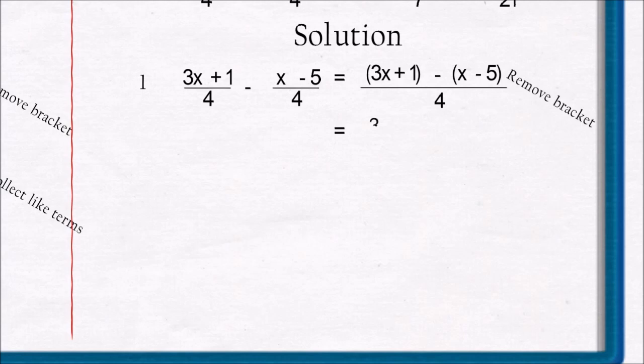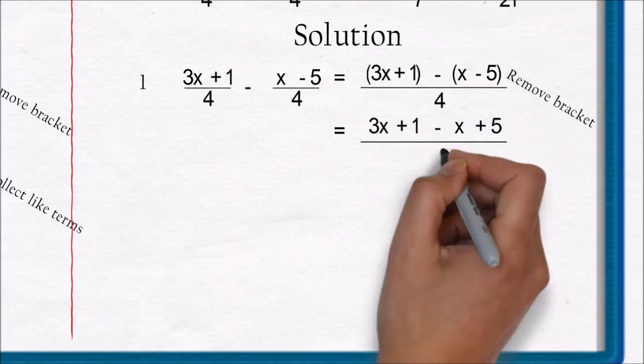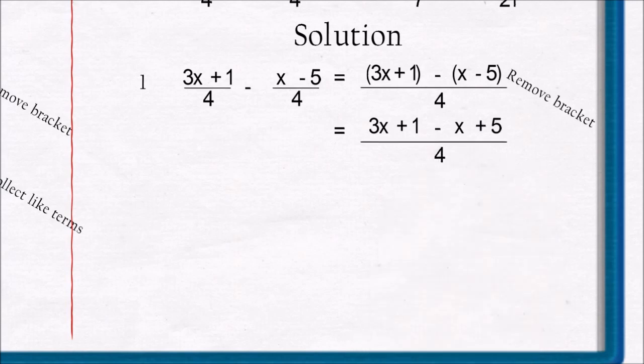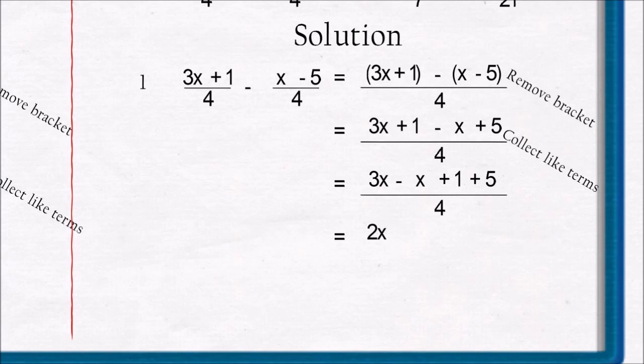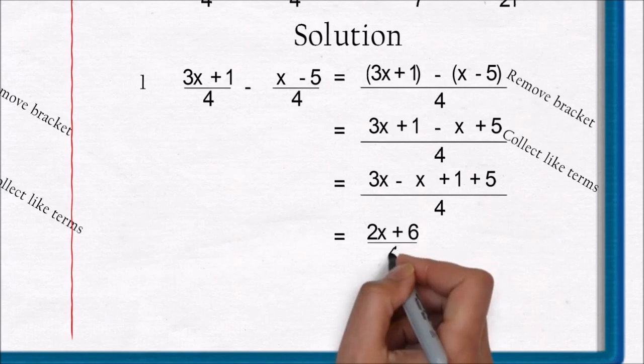Alright, so we remove the bracket. So we have 3x plus 1 minus x, minus times minus will give us plus 5 all over 4. Then we can now collect like terms. So we have 3x minus x plus 1 plus 5 all over 4. So when we subtract x from 3x, we have 2x. And when we add 5 to 1, we have plus 6 all over 4.